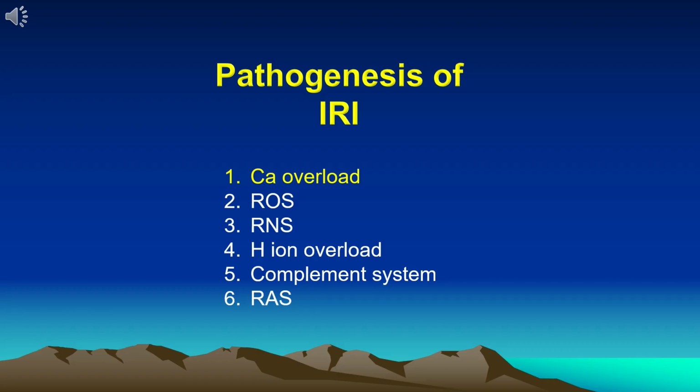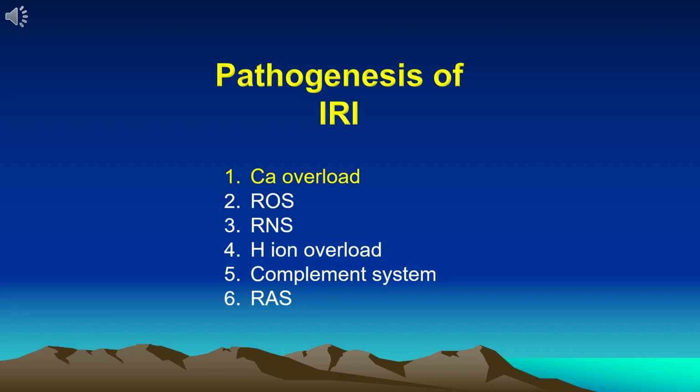The key players in this destructive cascade are calcium (Ca²⁺) overload, a massive and uncontrolled influx of calcium into the cells, poisoning them and activating destructive enzymes. Reactive oxygen species (ROS), a sudden, explosive burst of toxic free radicals that directly damage cellular structures like lipids, proteins, and DNA. Reactive nitrogen species (RNS), closely related to ROS. These molecules, like peroxynitrite, cause nitrosative stress, further amplifying the injury.